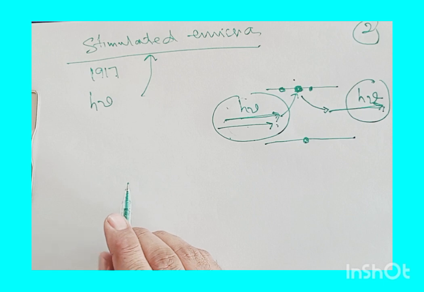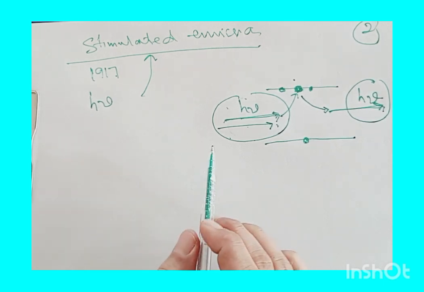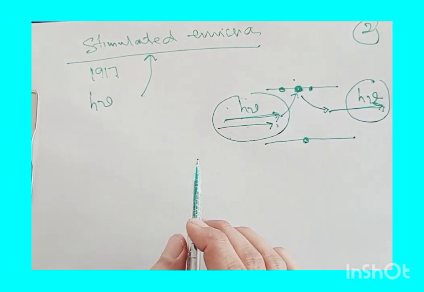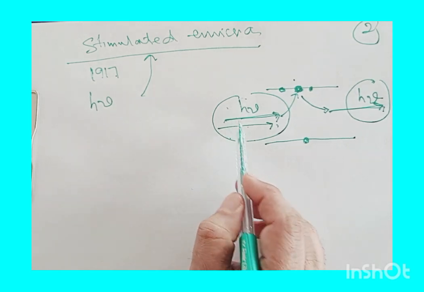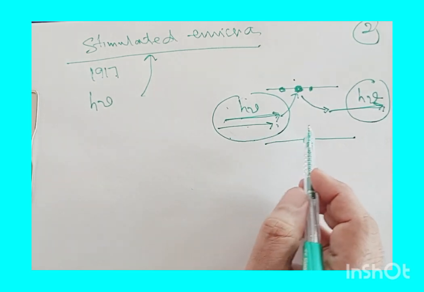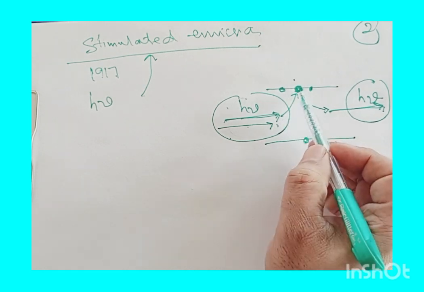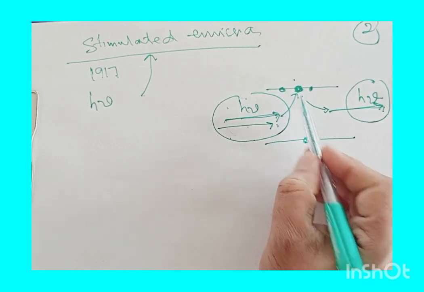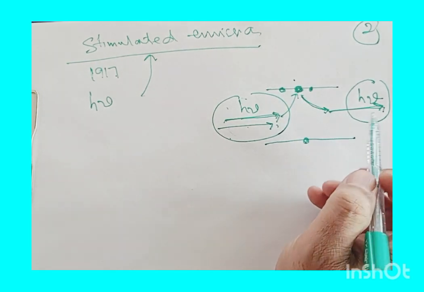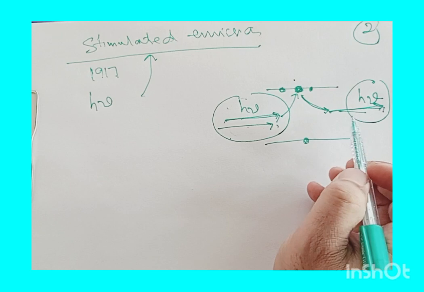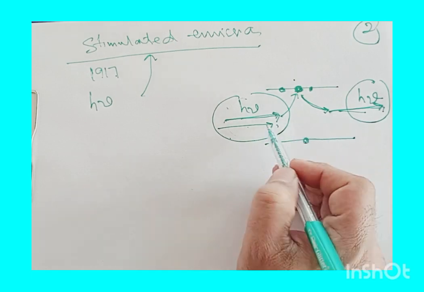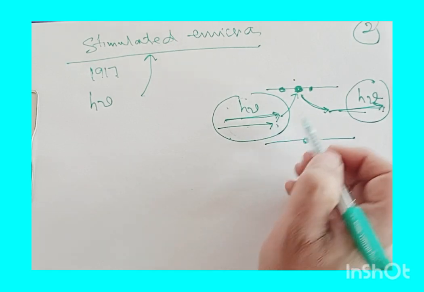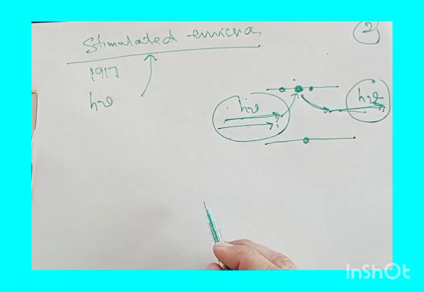And this kind of emission of radiation is called stimulated emission. Thus, in simple words, it is the process by which the incident photon stimulates an atom already in higher energy state to jump to the ground state by emitting a photon having the same energy and phase as that of the incident photon. This phenomenon is called stimulated emission.